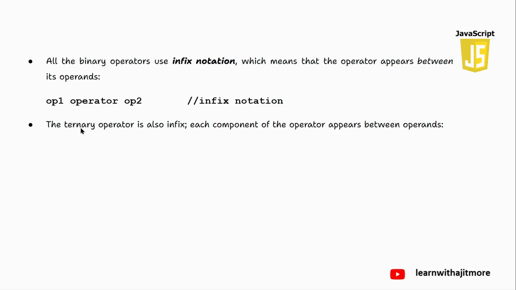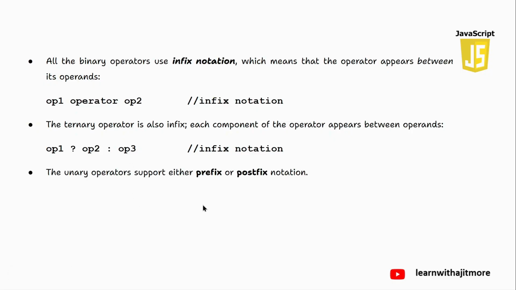Okay? And the ternary operator also follows infix. Ternary means three operands, but again between the first two there is one operator, and between the next two again there is one operator. So the ternary operator is also infix. Each component of the operator appears between two operands like this: operand 1, operator, operand 2, operator, operand 3.